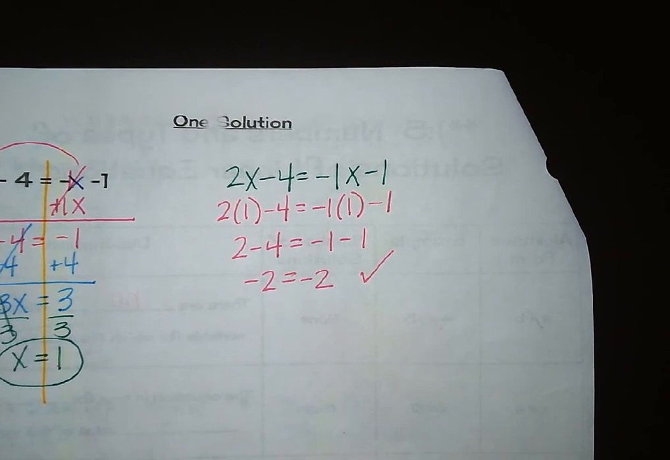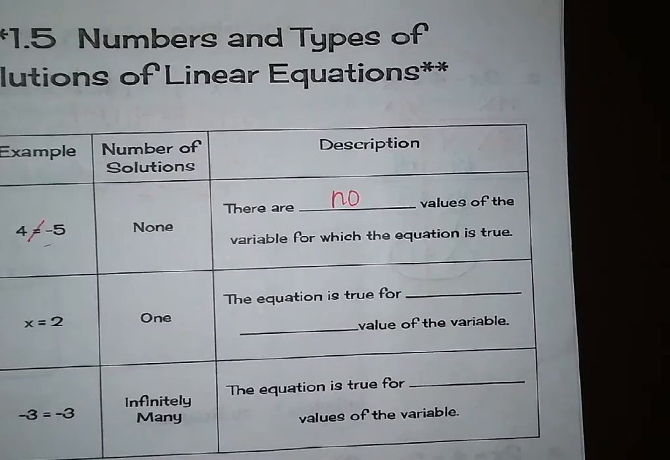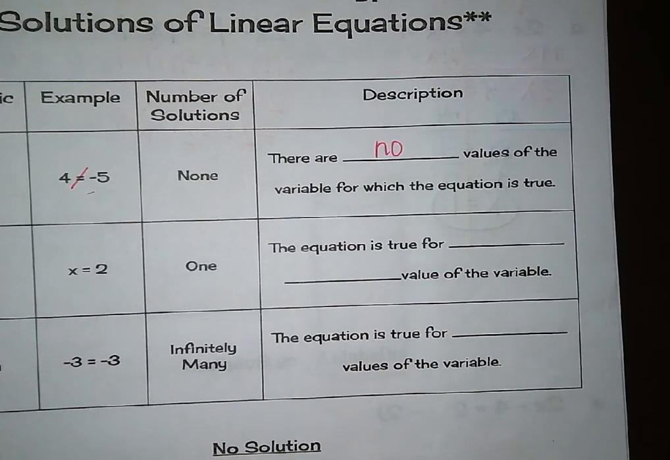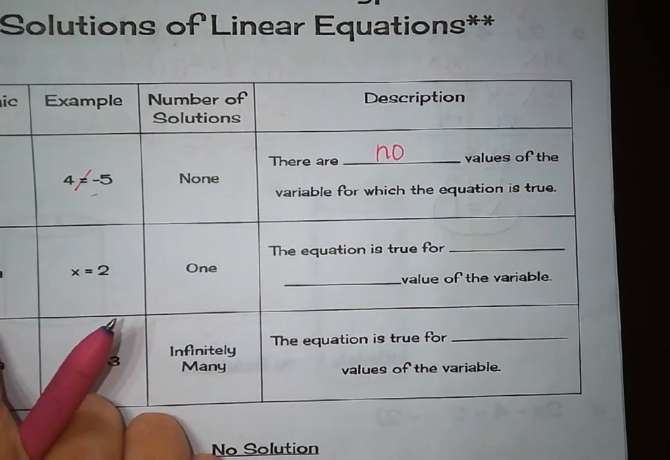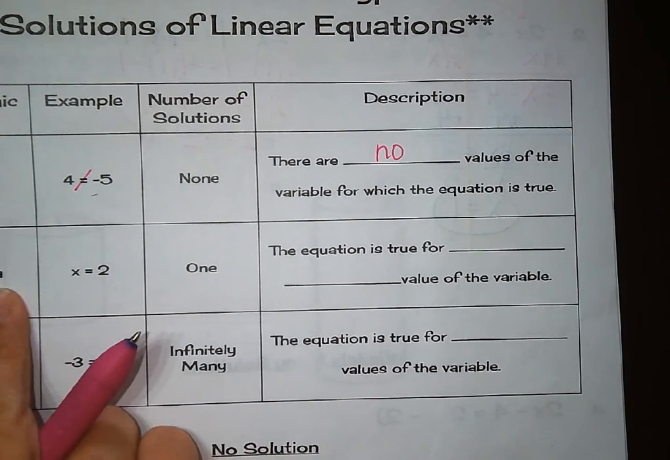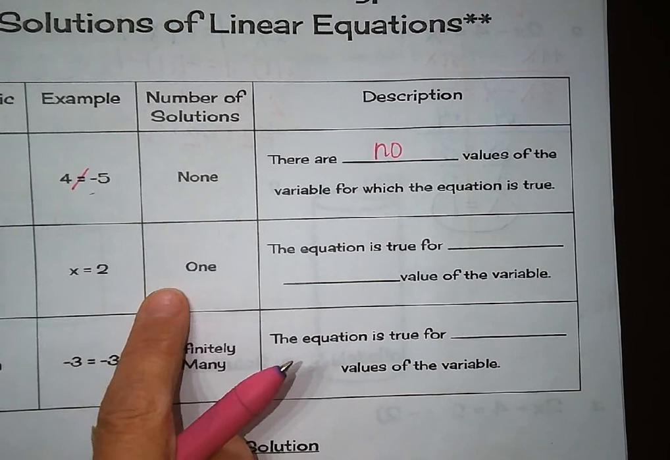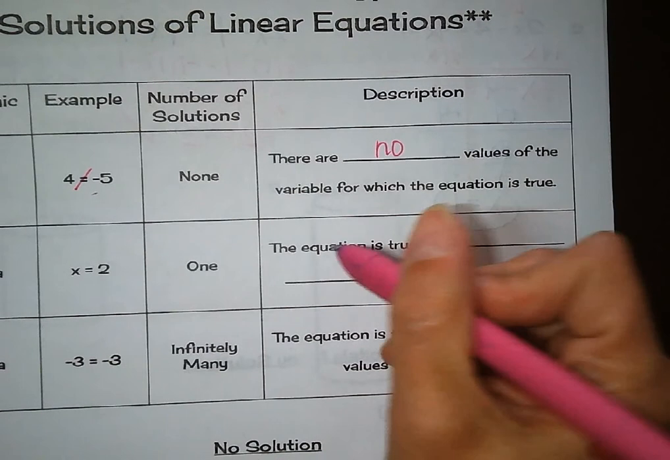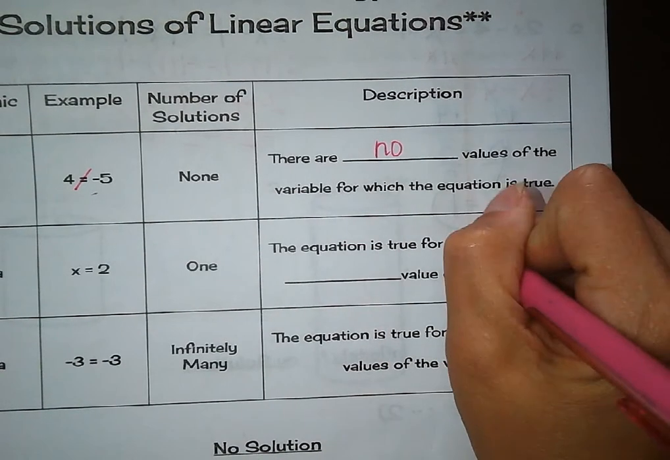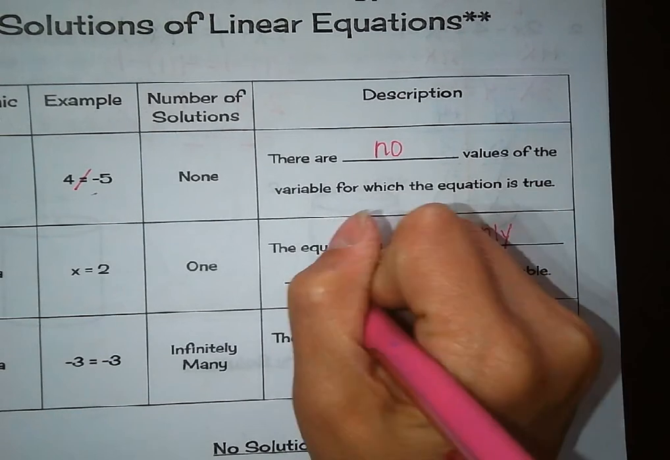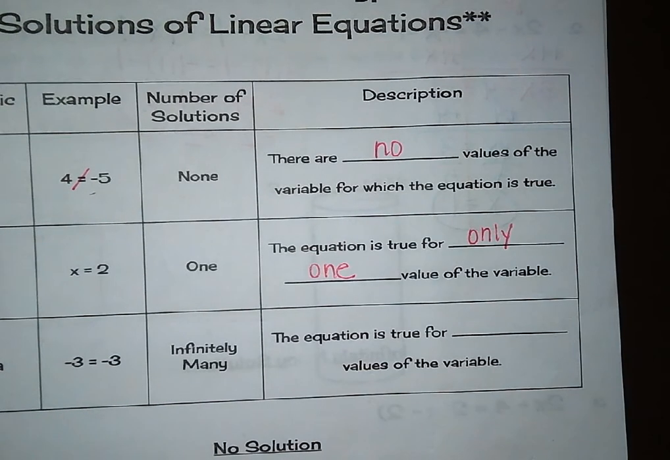So if we flip back to the front, you'll see my second definition. This is where you're going to have that variable, and x is going to be equal to something. An example, x being equal to 2. There is only one solution. So the equation is true for only one value of the variable.